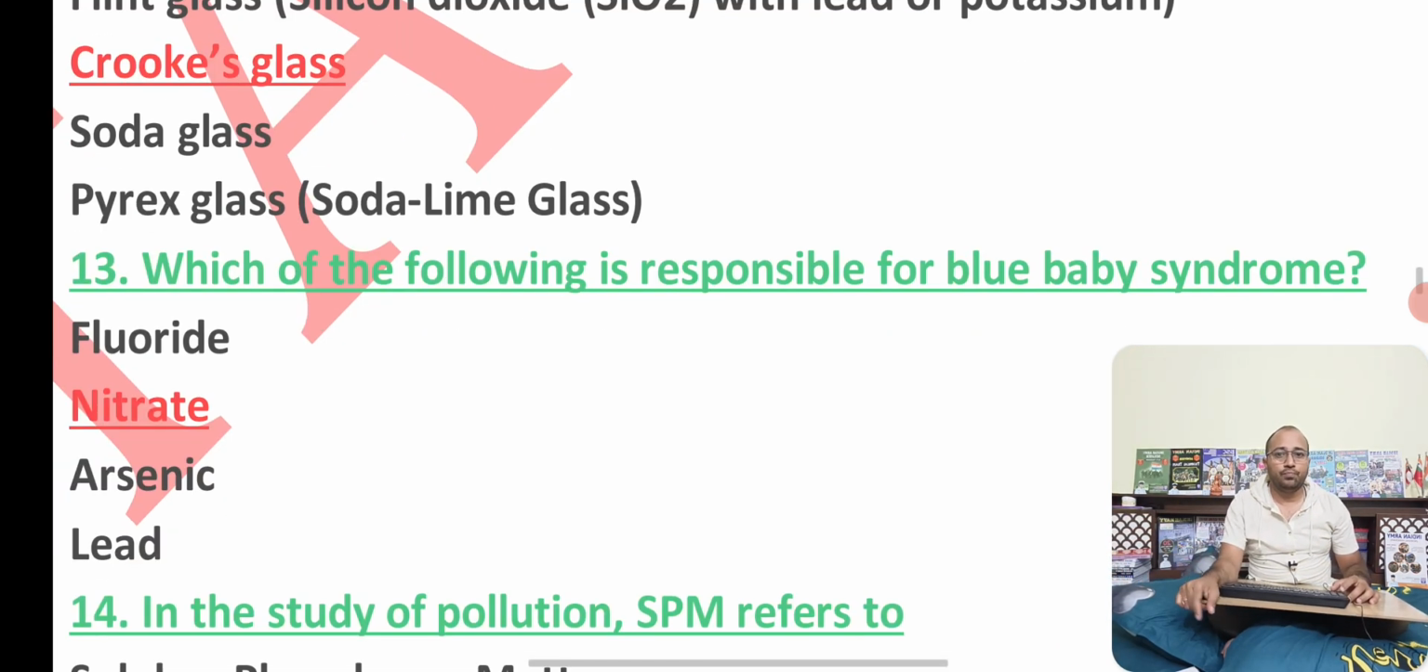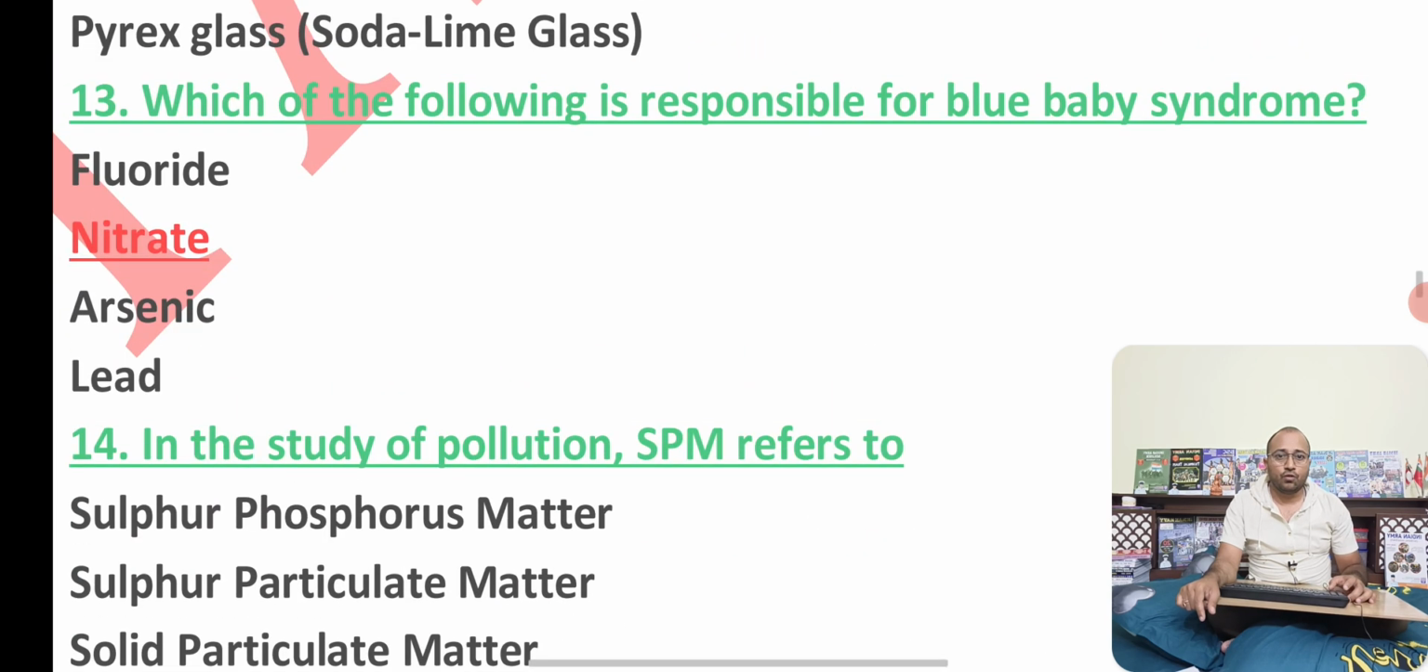When it comes to Pyrex glass, normally soda lime glass, which is known as... Which of the following is responsible for blue baby syndrome? Nitrate is the main constituent. Because of that we have the problem of blue baby syndrome. When it comes to mercury, you have Minamata disease. It may affect your brain.